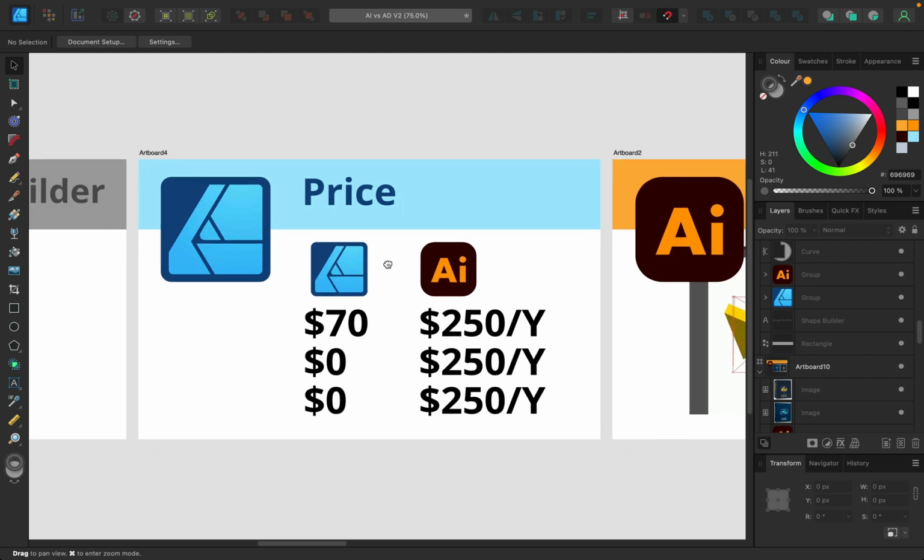Let's talk about the price. That's important. So the price for Affinity Designer version 2 is $70. And for Adobe Illustrator, depending on where you are, it's around $250 per year. So you're kind of renting the program for one year. And after one year, you pay zero for Affinity Designer because you purchased the license already. But for Illustrator, you must pay again and again, all right? So on the price side, Affinity Designer is definitely more affordable. It's simply cheaper. So here's our winner, Affinity Designer version 2.